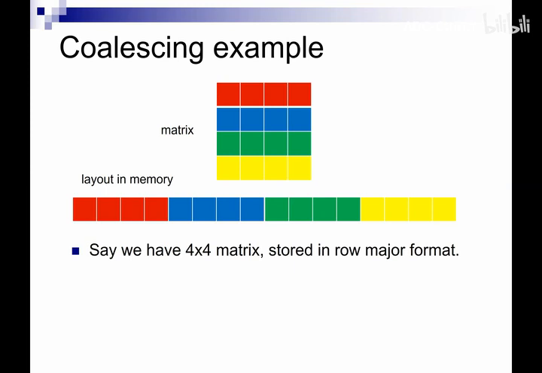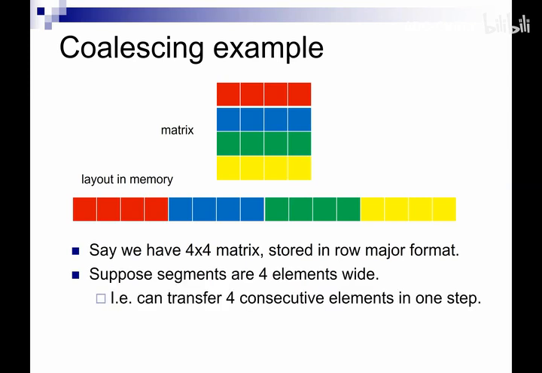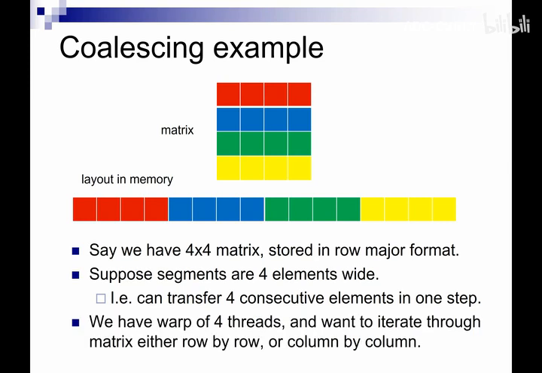Suppose you have a matrix over here. Remember that matrices are stored in row major format, so this is how the matrix is actually laid out in the global memory. Now, suppose for this example that our global memory has segments that are 4 elements wide, instead of 32 elements. That means we can transfer 4 consecutive elements in one step. And suppose our warps also have 4 threads each. Now, suppose you want the warps to iterate through this matrix, either row by row or column by column.